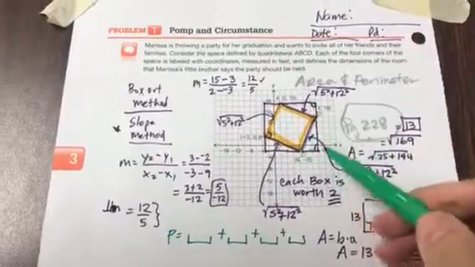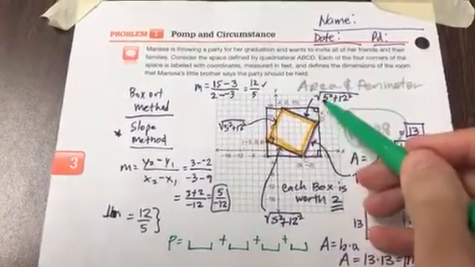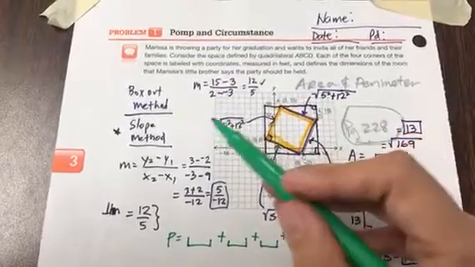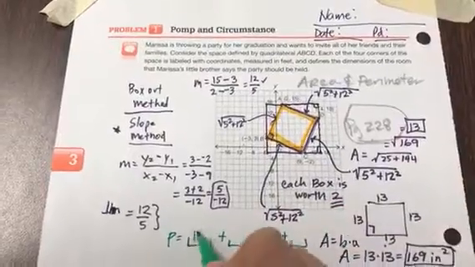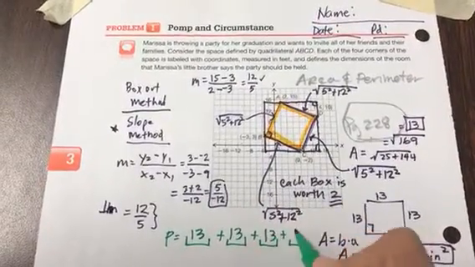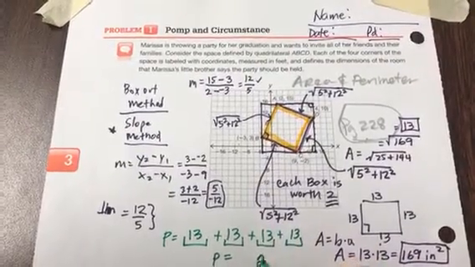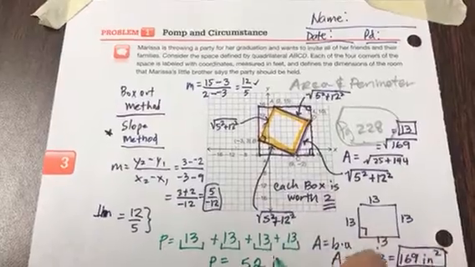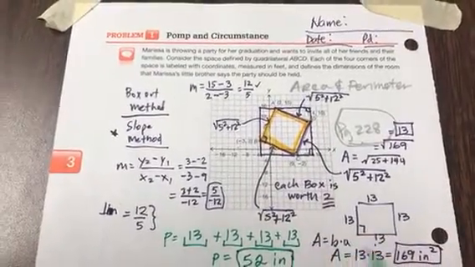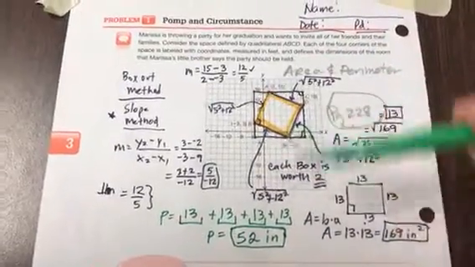Now using Pythagorean theorem, we calculated this to be 13. This would also have to be 13. This would have to be 13, and that would be 13. So 13 and 13 and 13 and 13, which is 52 inches. Great job.